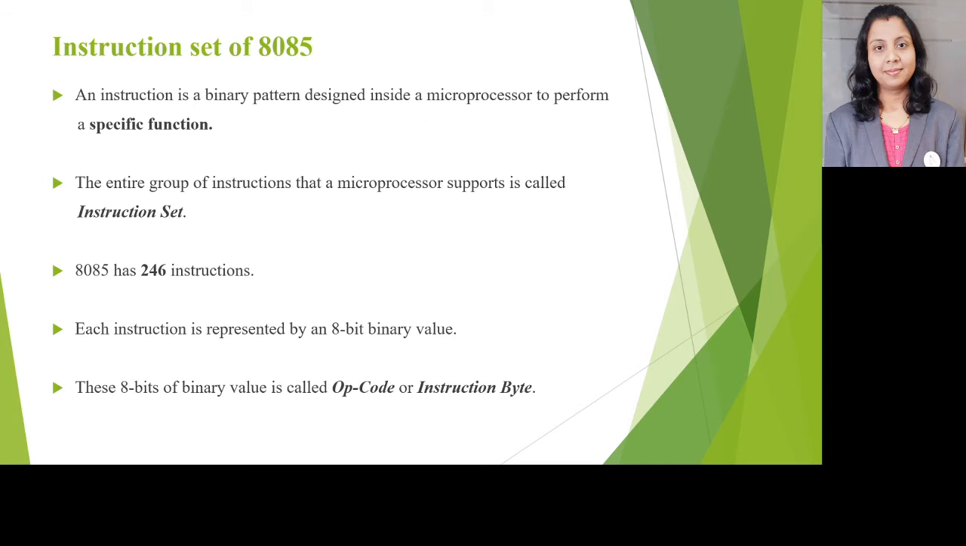Next we'll go through the instruction set of 8085. An instruction is a binary pattern, that is 0s and 1s, designed inside a microprocessor to perform a specific function. The entire group of instructions that a microprocessor supports is called the instruction set. 8085 has 246 instructions. Each instruction is represented by an 8-bit binary value. These 8 bits of binary value are called the opcode or instruction byte.